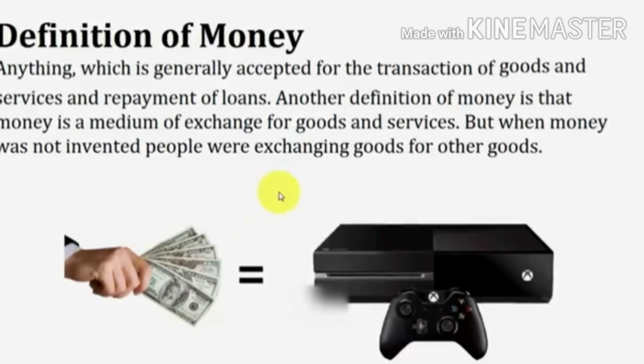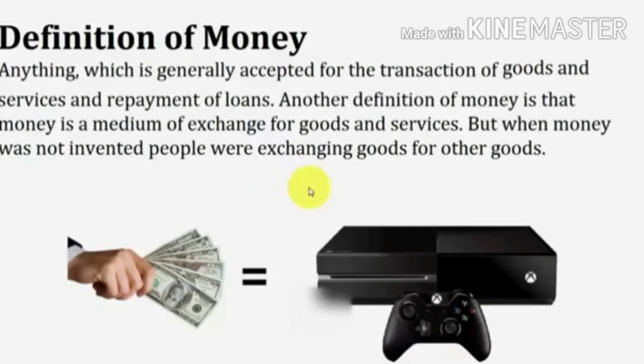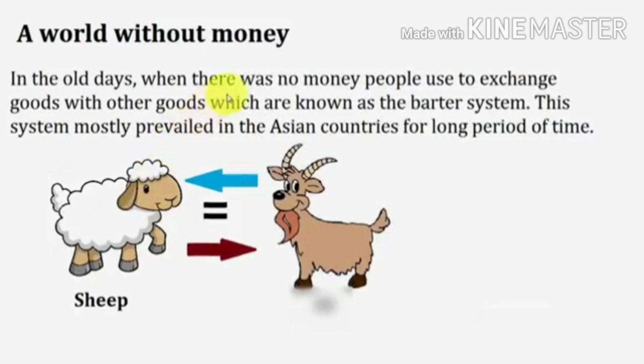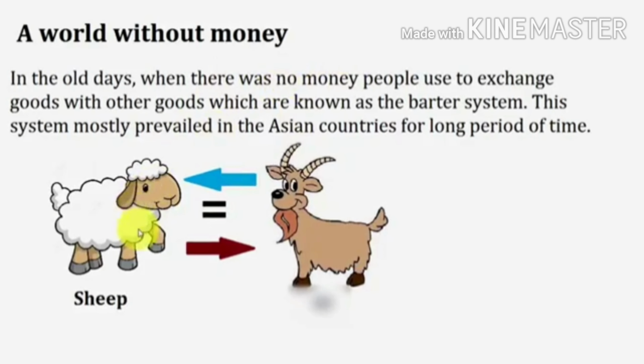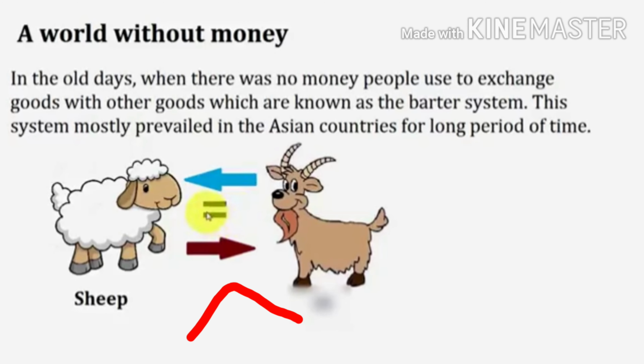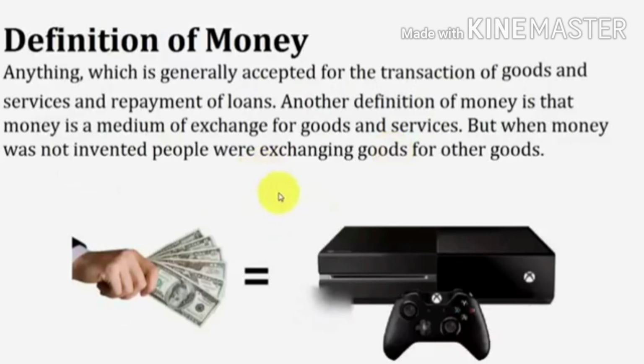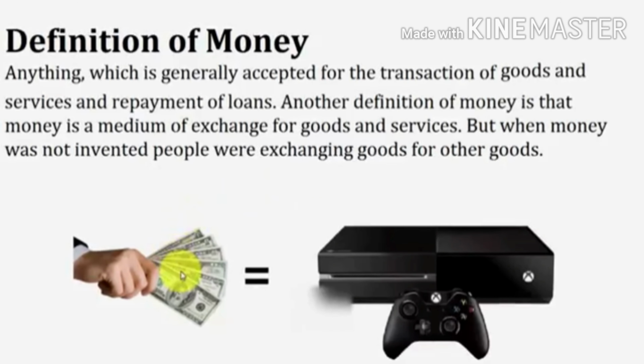When there was no money in this world, people were exchanging goods for goods. A world without money was so much more complicated. If I need a goat and I have a sheep, I have to exchange my sheep for the goat. But if that person doesn't need a sheep, this was a worse situation. Exchanging goods for goods was called the barter system. After the invention of money, people could easily exchange money with goods and services.